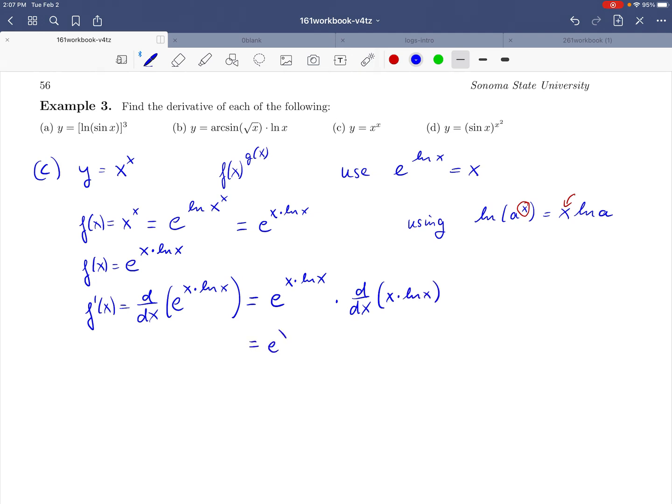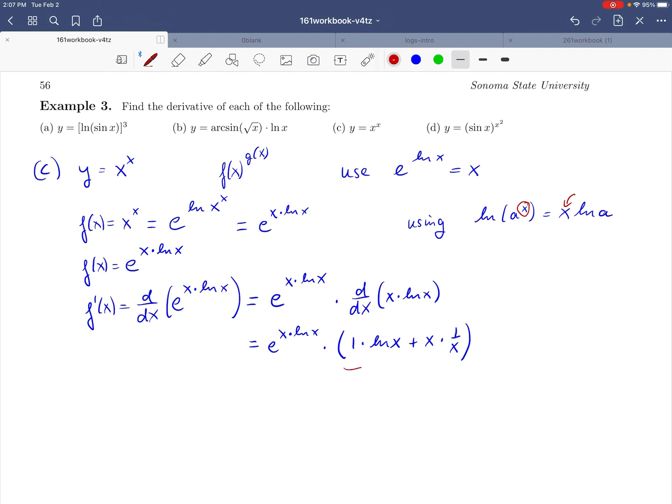So we're done with that first piece, but we still need to take the derivative of x times ln x. To do that, we use the product rule. Product rule, again, we can do in many different ways. I'm going to do it as the derivative of the first, which is 1, times the second, which is the ln of x, plus the first function times the derivative of my second function, which is the derivative of ln x, which is 1 over x.